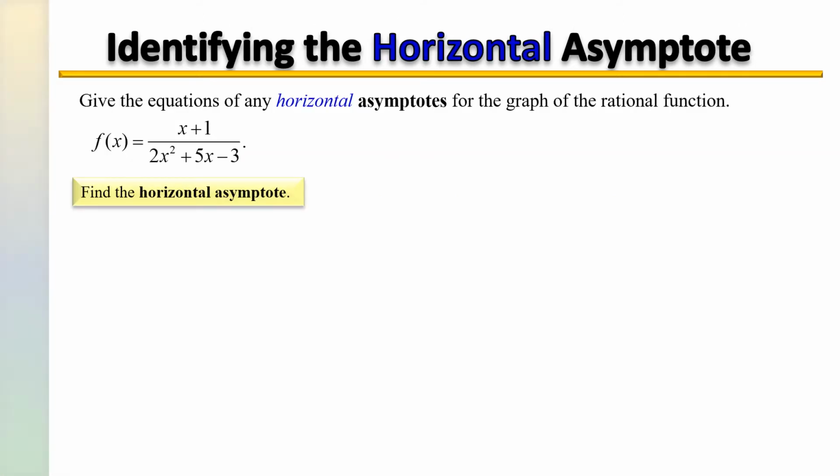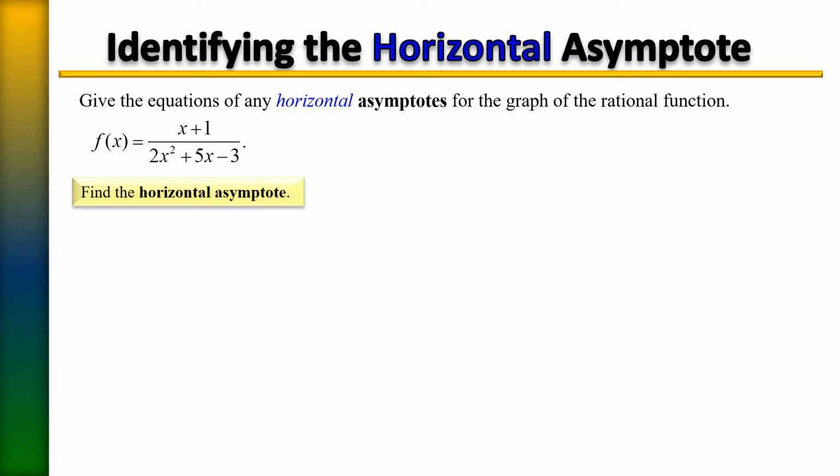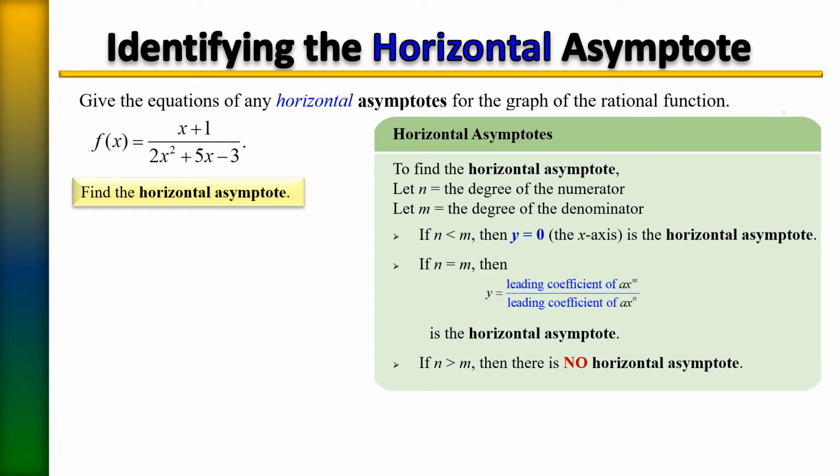In this example, we're asked to give the equations of any horizontal asymptotes for the graph of the given rational function. So let's first take a look at the guidelines for identifying horizontal asymptotes. Let n represent the degree of the numerator and m represent the degree of the denominator. So if n is less than m, meaning if the degree of the numerator is smaller than the degree of the denominator, then your horizontal asymptote is going to be y equals 0, which is the x-axis.